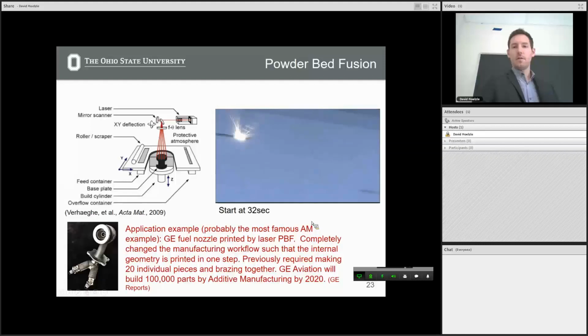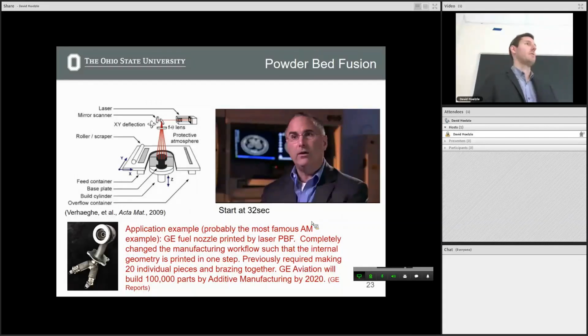Okay, so here's an example of this process. You can see the metal powder, when the laser hits it, basically changes its reflectivity, right? It turns from this rough powdered surface into fairly smooth metal.